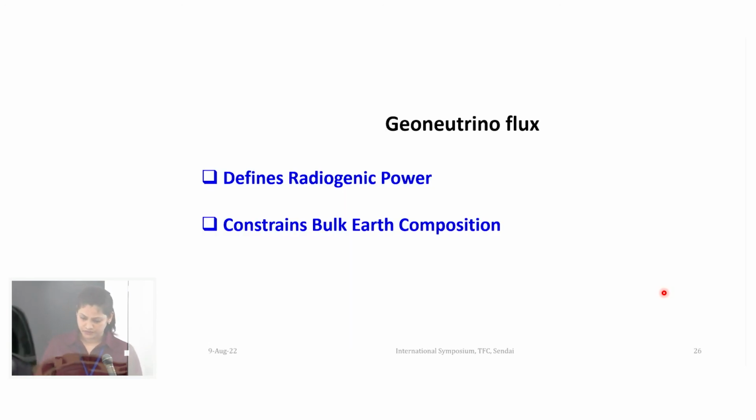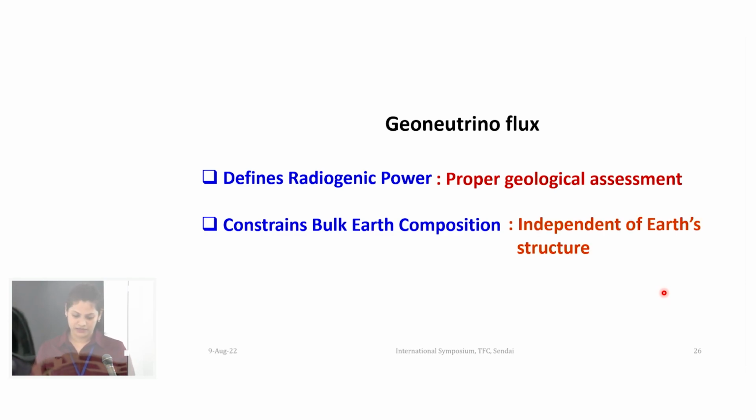So we come to this slide: what was my motivation for going for these geoneutrino studies? It defines the power of the Earth, but it is proportional to the local crust, so we really need a better constraint on the geological assessment of the nearby crust. Geoneutrinos can also provide a constraint on the bulk Earth composition, and this time it is independent of any kind of Earth structure.